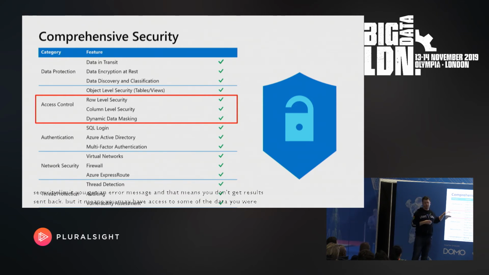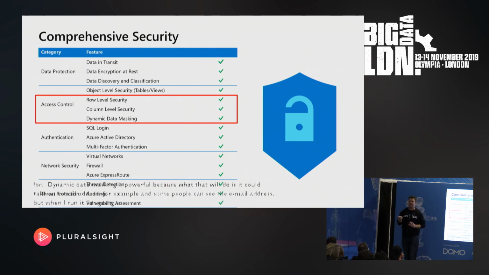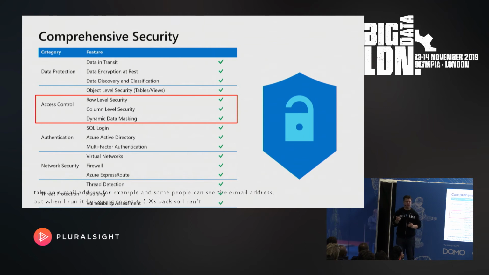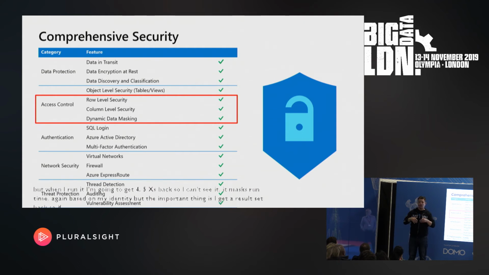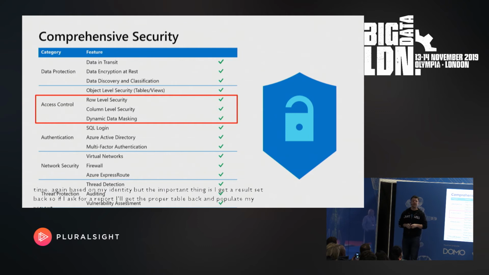Dynamic data masking is really powerful then, because what that will do is it could take an email address, for example, and some people can see the email address, I don't know who they are, but when I run it, I'm going to get 4 or 5 X's back. So I can't see it, it masks at runtime, again, based on my identity. But the important thing is I get a result set back. So if I've asked for a report, I'll get the proper table back, it'll populate in my report correctly, and I just can't see the data that I don't want.